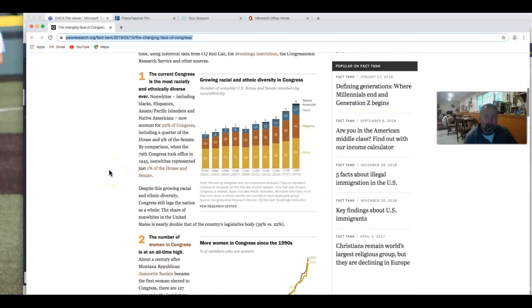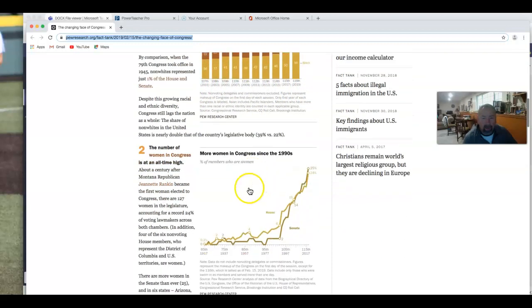This is a pretty good graph here. If you look at this, this is the total number of African Americans, this is in the House and Senate. Okay, so combined 535 members. Of that number, 56 are African American, 43 Hispanic, 17 Asian, and 4 Native American. Okay, so you can see the growth in ethnic minorities from 2001 to 2019.